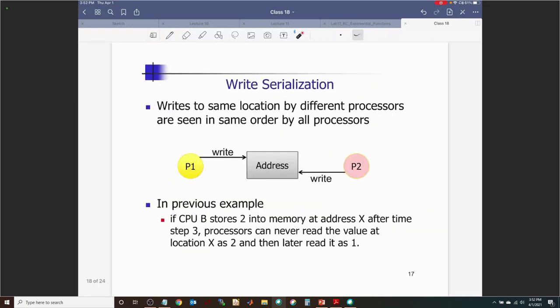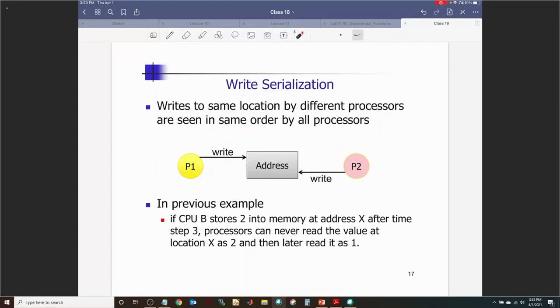The last criterion is write serialization, which is pretty simple. Writes to the same location by different processors are seen in the same order by all other processors. So suppose P1 is trying to write to a location, P2 is trying to write to the same location. If multiple processors are trying to write something to the same memory location, all the other processors should see those write operations happening in the same order. So if P1 writes first, then P2 writes next, every other processor in the system should see that P1 changed it first and then P2 changed it.